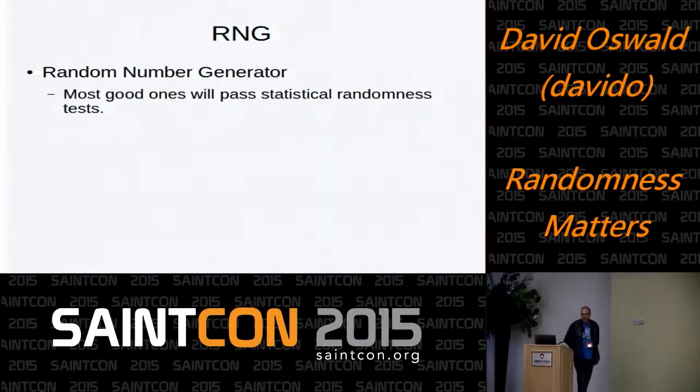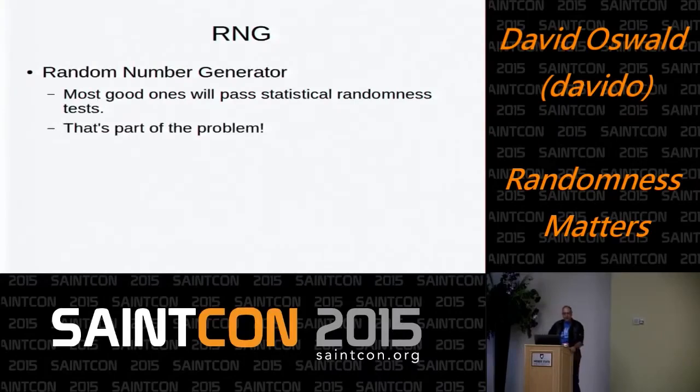Most good random number generators will pass statistical tests. And I'm not talking about cryptographically secure random number generators. I mean rand, Perl's rand, Python's rand, whatever rand. It will generally pass statistical randomness tests. And that's part of the problem, that it is so hard to test.